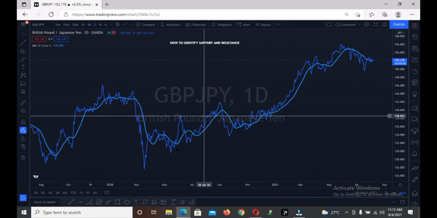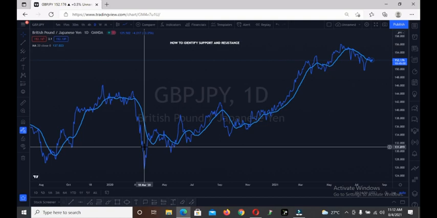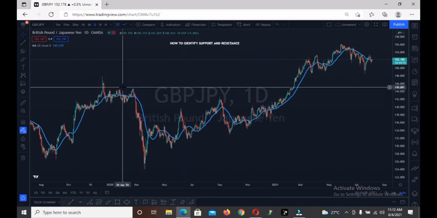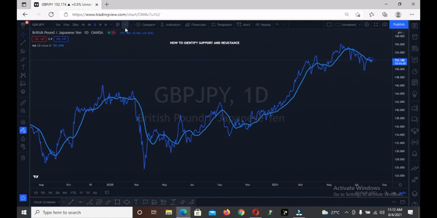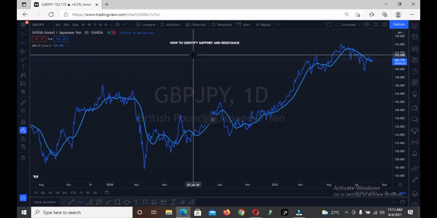To identify resistance and support, we can use two methods. Either we use our line chart or we use our candlestick chart. For precise entry, you are supposed to use your line chart, but advanced traders use the candlestick chart. To identify, we go to our horizontal line from the toolbar. We click on it, then we move closer to see how we can identify this support and resistance.